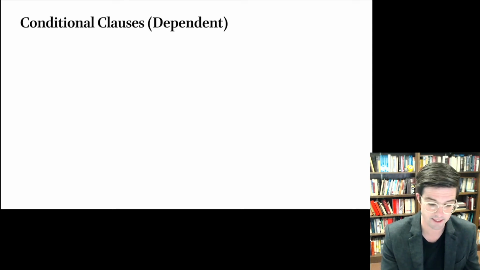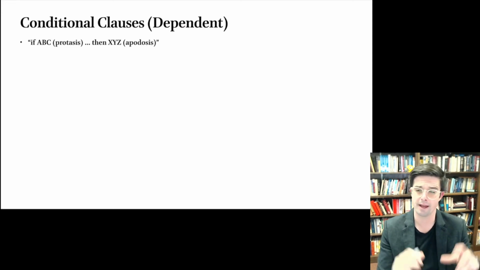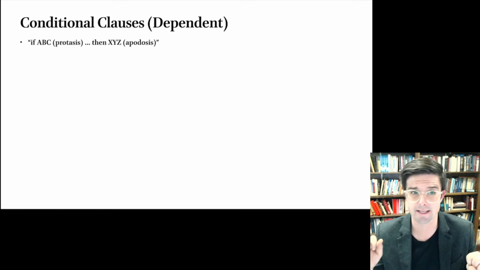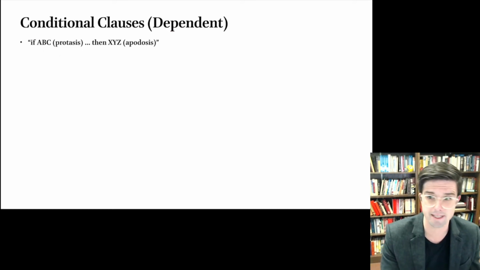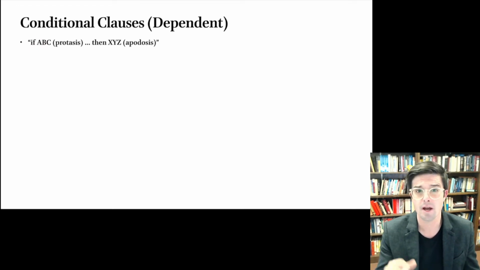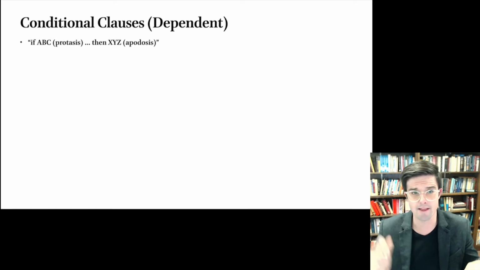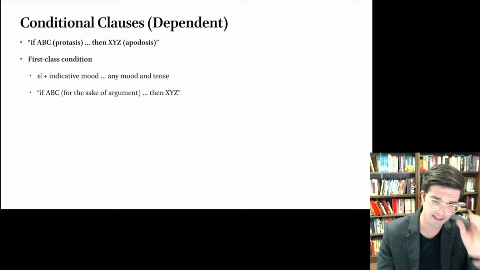Conditional clauses are a subclass of dependent clauses, and they have two parts to them: a protasis and an apodosis. The protasis is the if clause, and it normally comes first in a sentence, but it doesn't necessarily have to. And the apodosis is the then. So if this happens, then this happens. Conditional clauses are going to have both those parts, the if and the then.